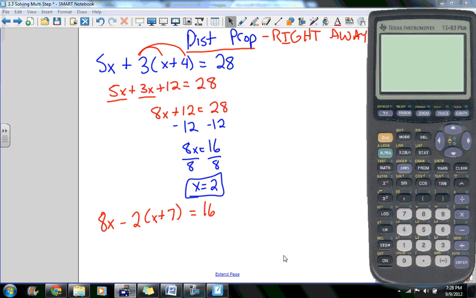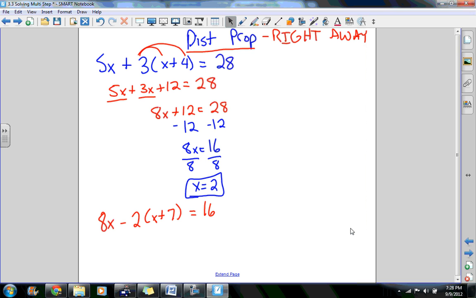Okay, so now what I want to do is I'm going to do the store function. So I'm going to go to store for x, and I get 2 there. And I'm just going to plug in the original problem. 5x plus 3 parentheses x plus 4, and I'm hoping to get 28. And I do. So then I know that I checked my answer.